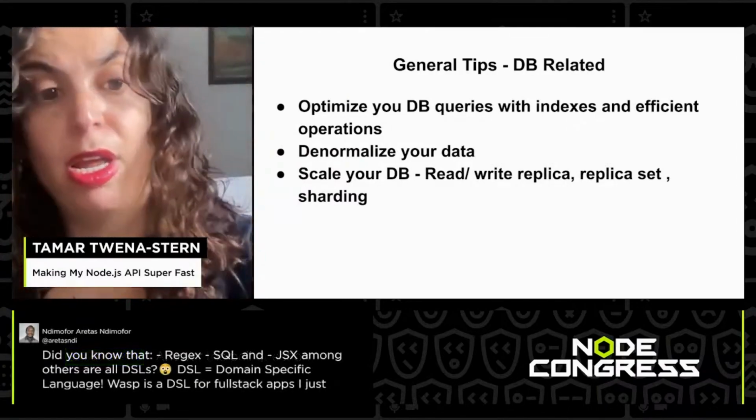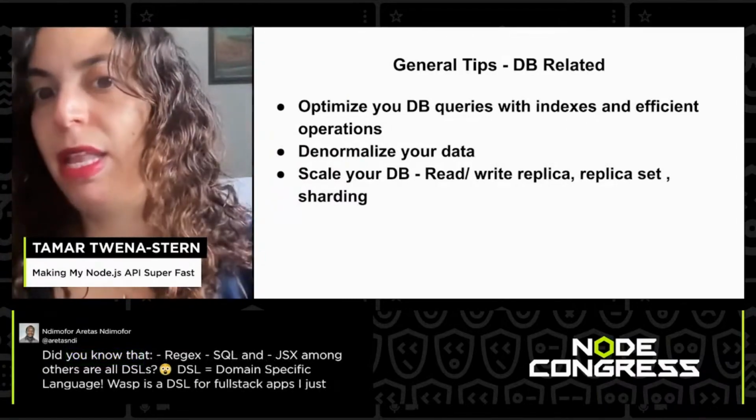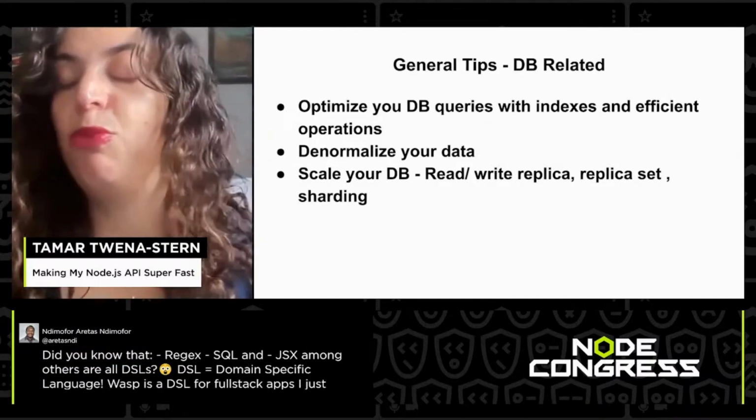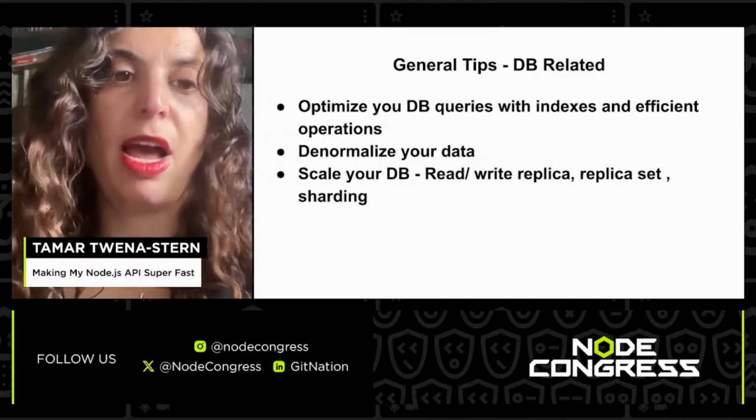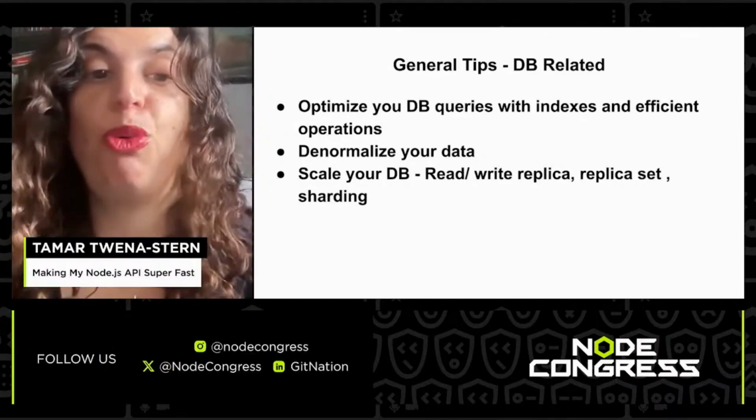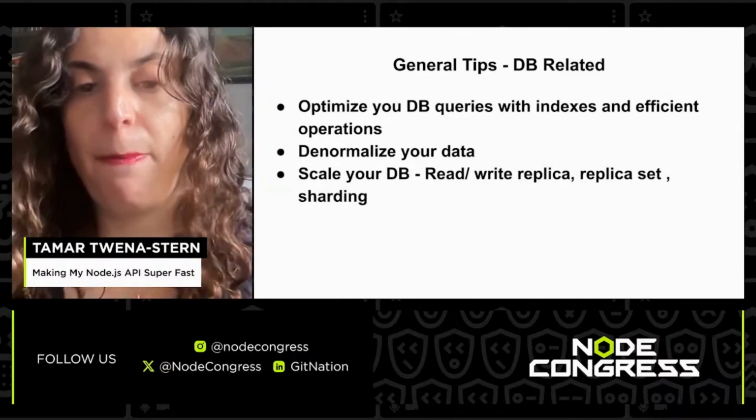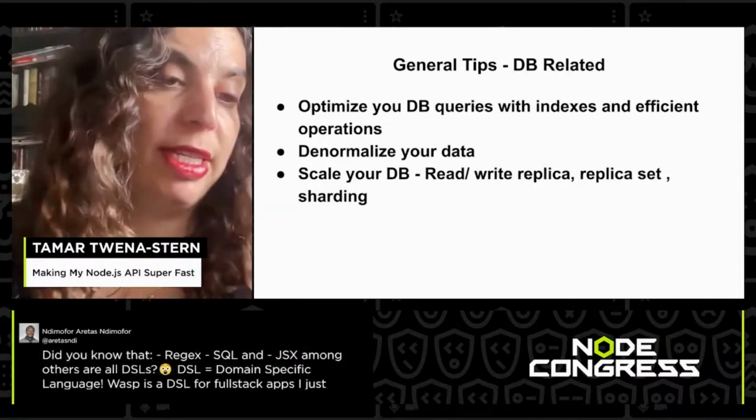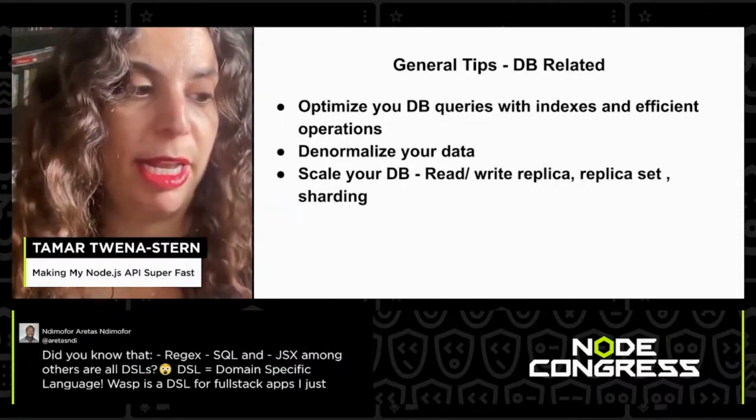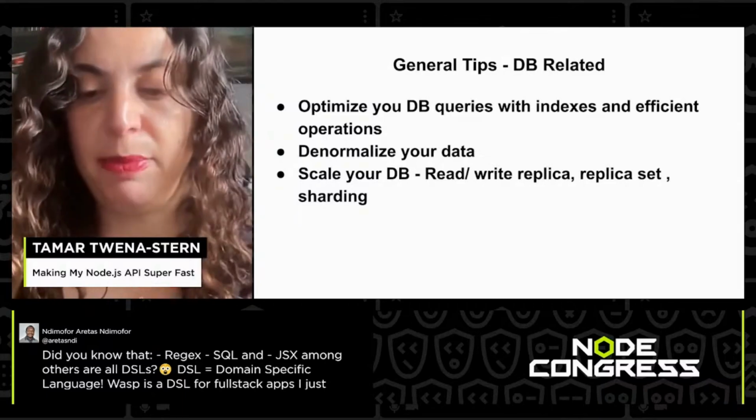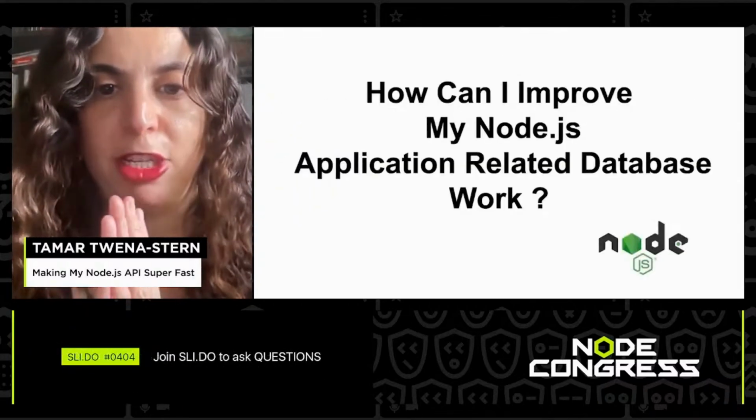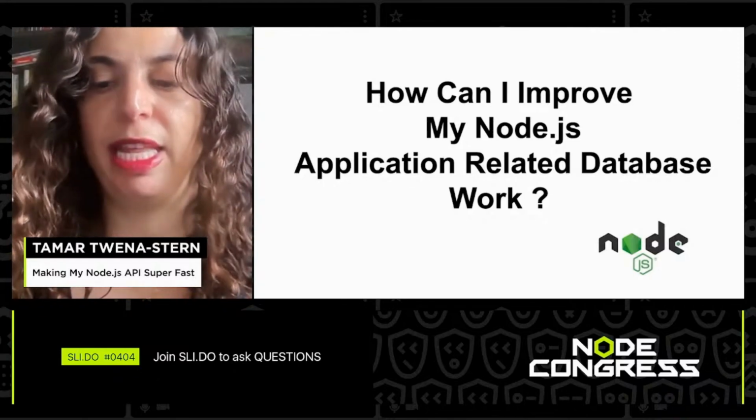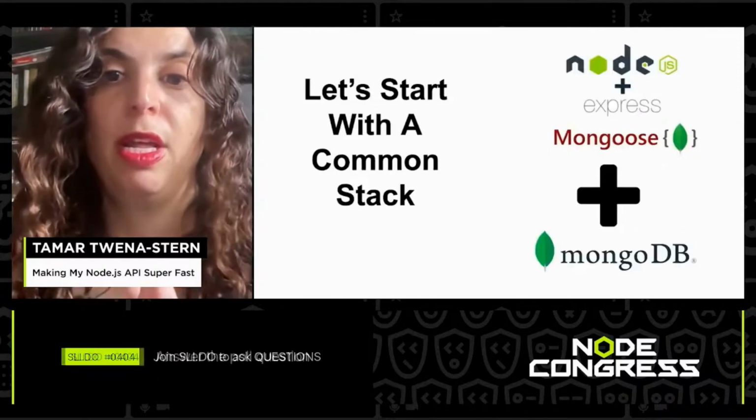And then you need to think about solutions in the DB layer that can improve your performance, like read-write replicas, working with a replica set with the matching DBs that support that, and sharding. But we are in a Node.js conference, and after talking a little bit about generic tips, let's go into Node.js stuff. So how can I improve my Node.js application's database work?